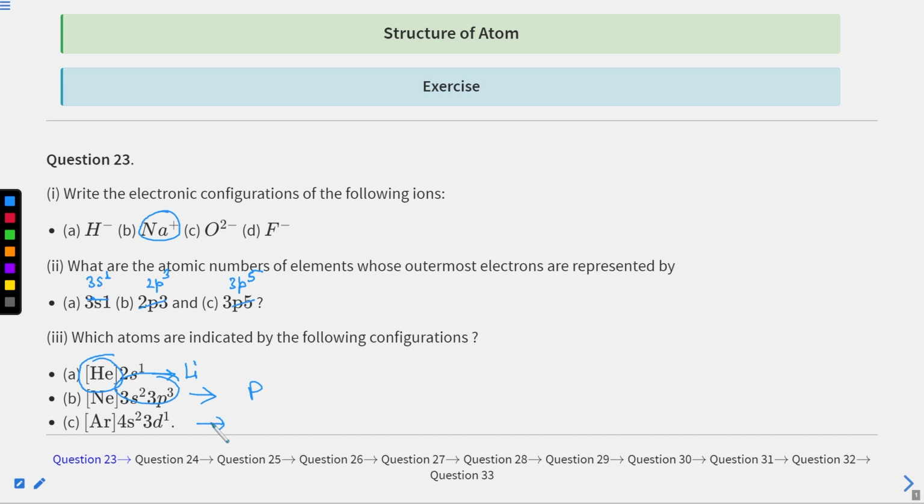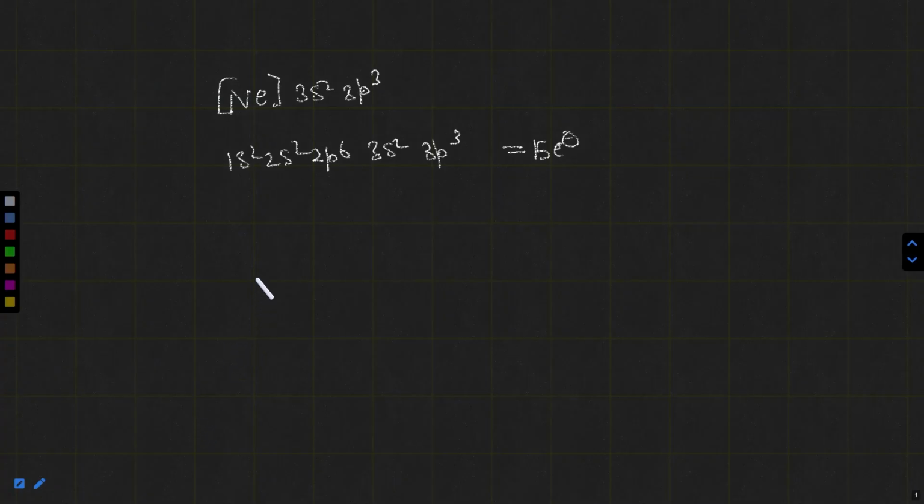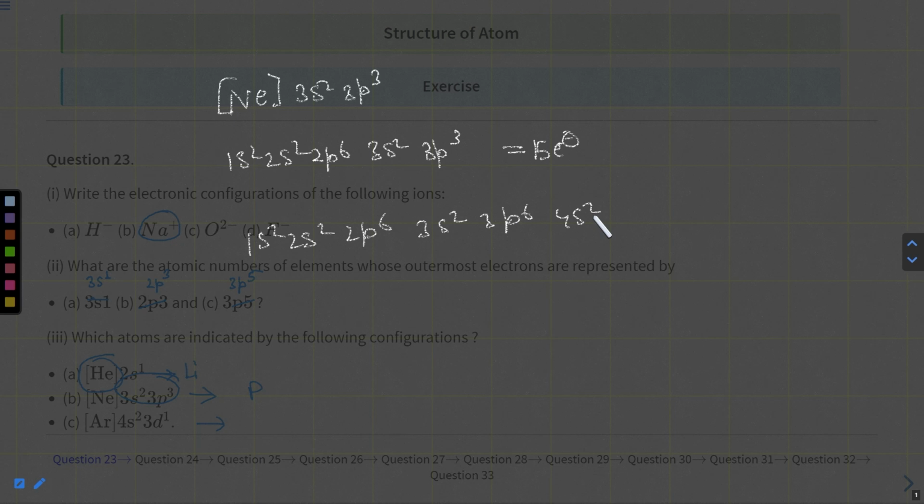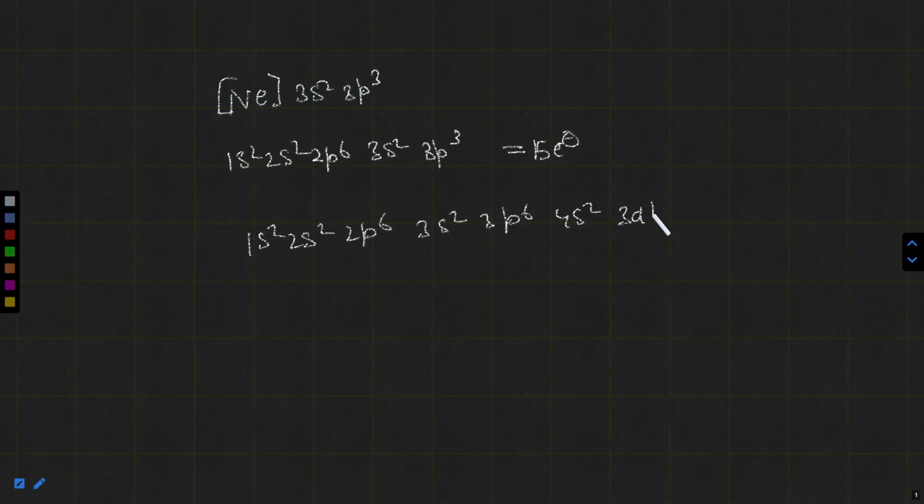Next we have argon and then 4s2 3d1. So 4s2 3d1 means initially we will have 20 electrons, 1s2, 2s2, 2p6, 3s2, 3p6, right? Then 4s2, then it will have 3d1. So this will be the inner configuration.